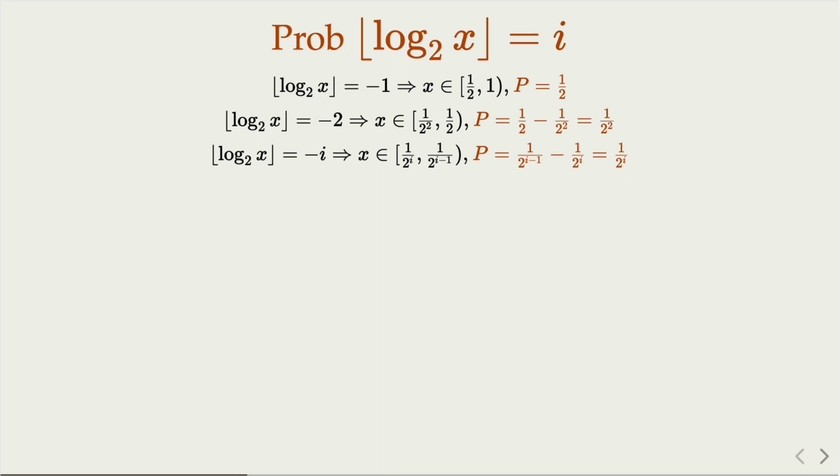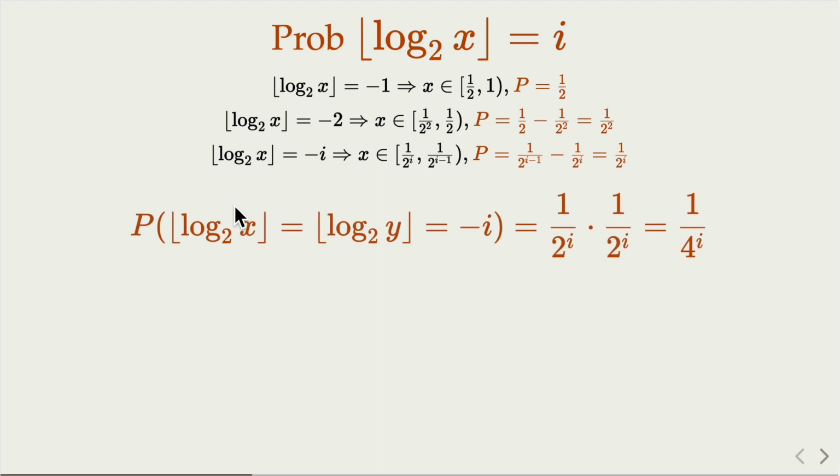In the original problem, we have two independent random variables. They are both taken from the interval (0, 1). What is the probability that they happen to produce the same floor value? That is, what is the probability that they both equal negative i, where i is a positive integer? Since they are independent, the chance is going to be multiplied by itself, so it's going to be 1 over 4 to the i power.